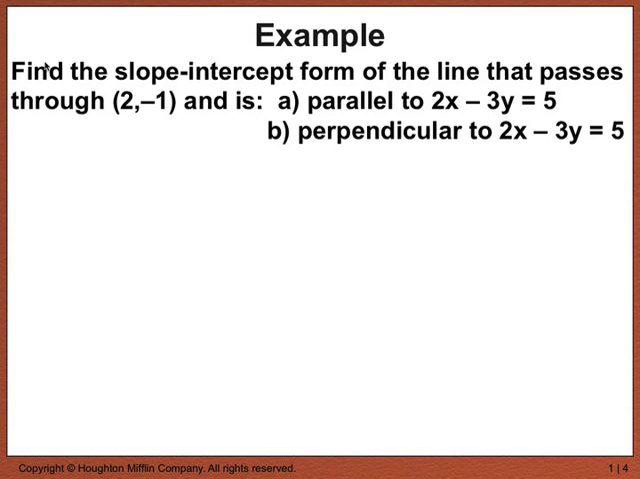Another example: find the slope-intercept form of the line that passes through the point (2, negative 1) and is A, parallel to 2x minus 3y equals 5, and B, perpendicular to 2x minus 3y equals 5. You should know enough to do this on your own, so pause the video, do it on your own, and when you have an answer for A and B, resume. It's okay if you get stuck, because once you see the solution, it'll probably clarify what you need to do. This is just a matter of finding a parallel line and a perpendicular line.